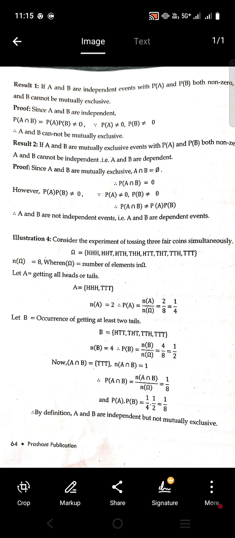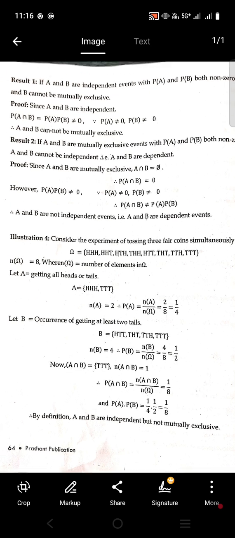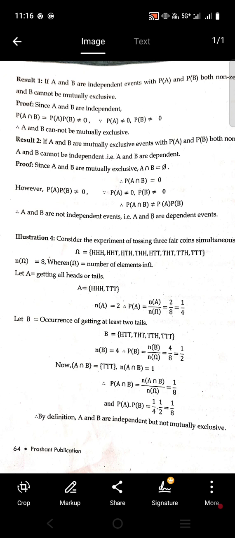We have proved this condition in result 1, probability of A is not equal to 0 and probability of B is not equal to 0, and therefore probability of event A intersection B is not equal to probability of A into probability of B, and therefore A and B are not independent events, that is, A and B are dependent events. That is, we have seen the example depending on this result, that is, consider the experiment of tossing three pairs of coins simultaneously.